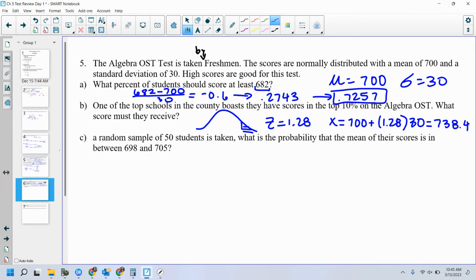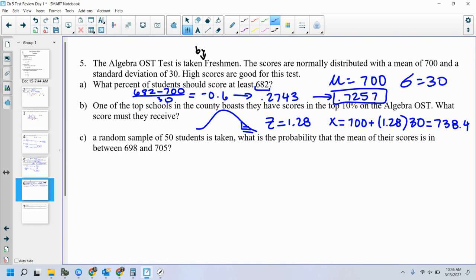So we don't even talk about the 10% on that problem. We just use the 90%. Right, because remember, this is always showing you to the left. There's no chart for to the right. Make sense? It's just 1 minus this.